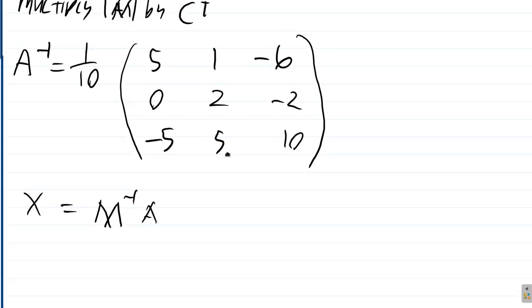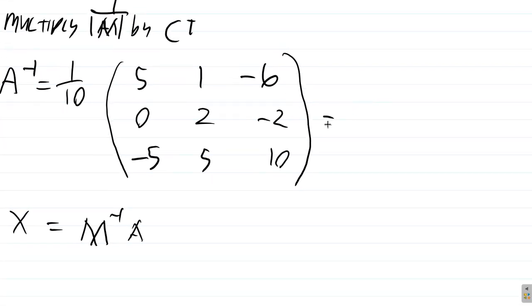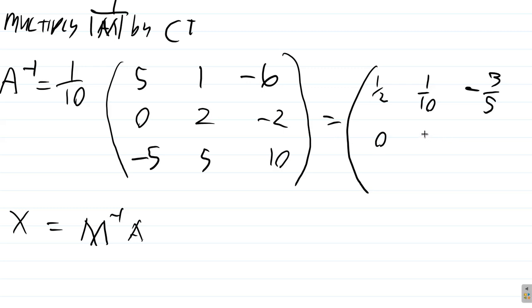Alright. We could just do the multiplication here. 5 over 10 is half, and 1 over 10. Remember, when you multiply a matrix by a number, you just multiply each element in the matrix by that number, right? Negative 6 over 10 is negative 3/5. Then 0. 2 over 10 is 1/5. Negative 2 over 10 is negative 1/5. Negative 5 over 10 is negative half. 5 over 10 is half. 10 over 10 is 1.